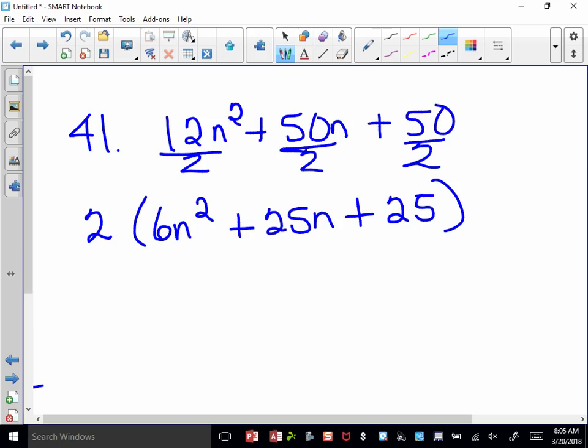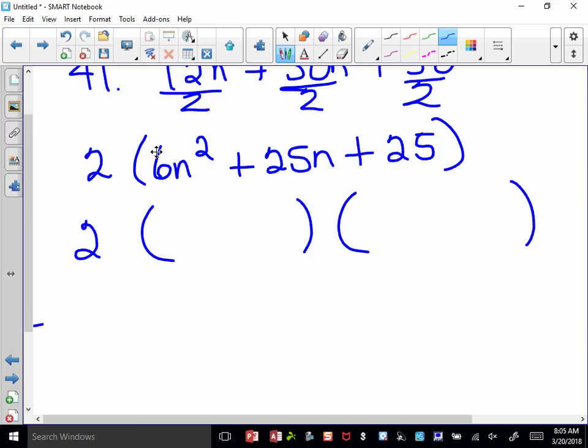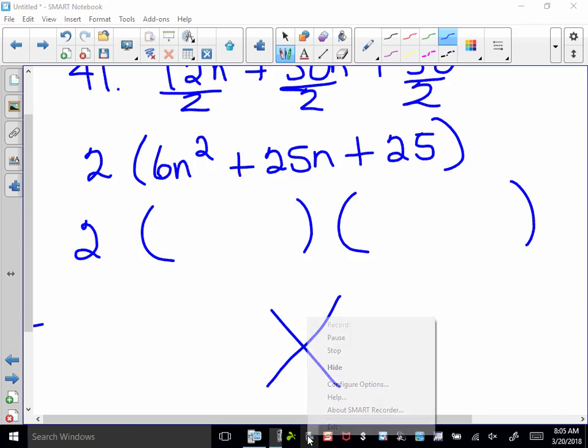Okay, so now we're ready to factor so we can get our binomials. So what I'm going to ask you to do, since now you know how to use the X method, is multiply the 6 times the 25, get your number at the top, get your numbers at the bottom, and then we'll come back and see what your answer is in a second. So I'll give you a chance to work on it.